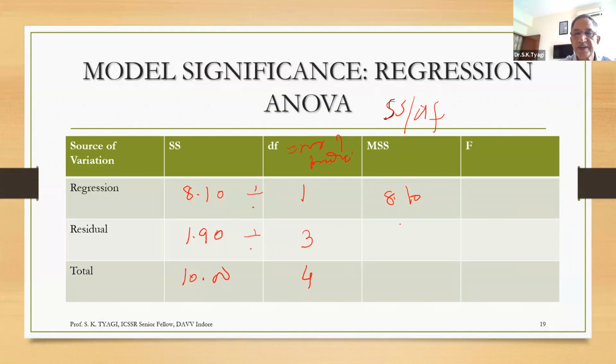1.90 divided by 3 is 0.633. This is 1.9 divided by 3. And F is this divided by this. It is 12 point something. So when you find out its significance, this will be found significant. Therefore, our regression model is significant.